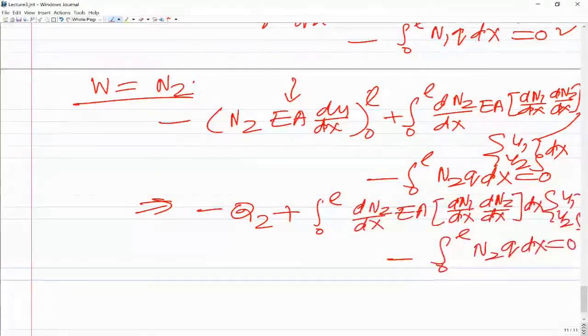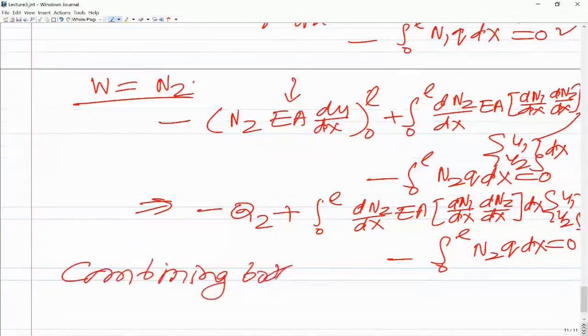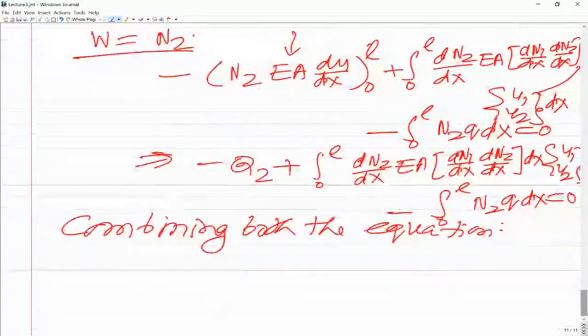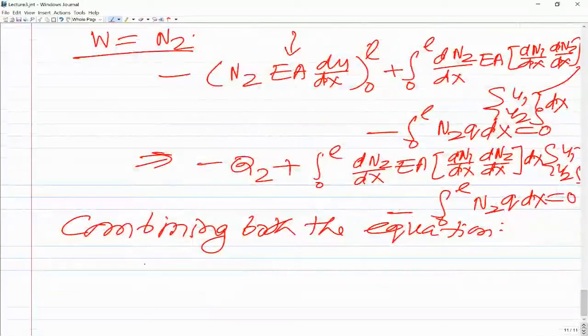So now we combine both the equations. Combining these two equations, you get the element level governing equation. So this is how from the weak form we develop the element level governing equation. Let me take the unknown terms on the left hand side. When you combine, you can write this as integral 0 to L.